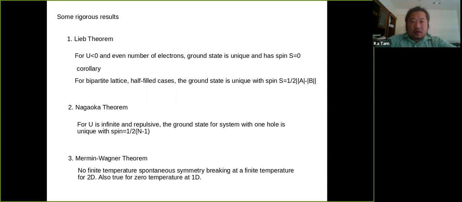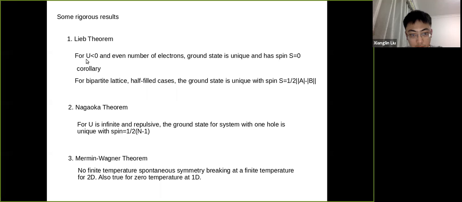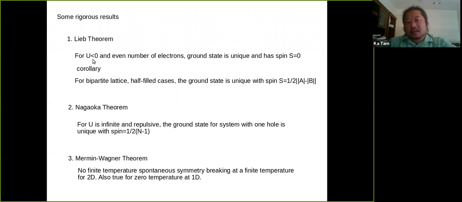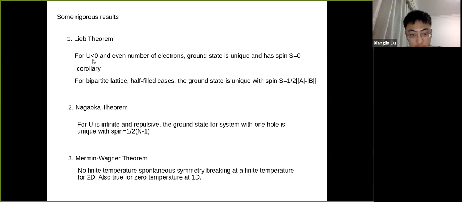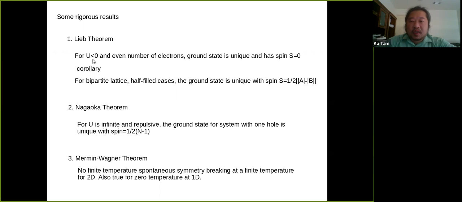Before I keep going, I said I will talk about some rigorous results. This is pretty much all the rigorous results you can have for the Hubbard model beyond 1D. The first one is the Lieb theorem. The Lieb theorem was originally proved for U smaller than 0, which means the interaction is attractive. The theorem says that the ground state is unique and always has spin equal to 0.